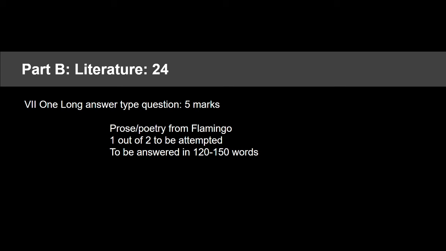The third in part B, literature, is a long answer type question which carries 5 marks, and they will be from prose or poetry from Flamingo. 1 out of 2 has to be attempted, and it has to be answered in 120 to 150 words. And the last, the fourth in literature, also carries 5 marks, but this is from Vistas. 1 out of the 2 has to be attempted, and it has to be answered in 120 to 150 words. So that's all about the design of the paper.